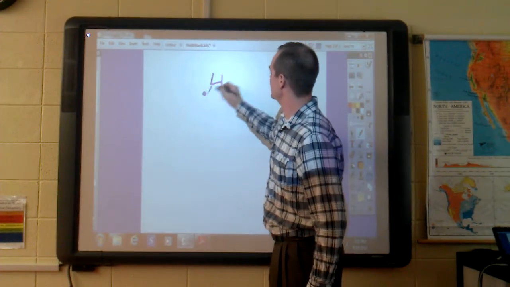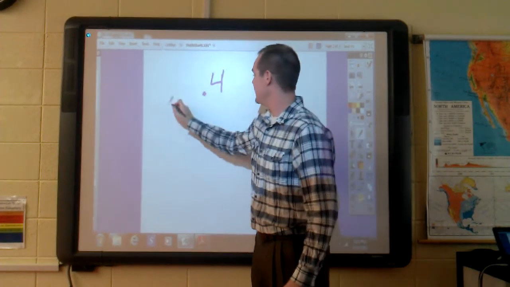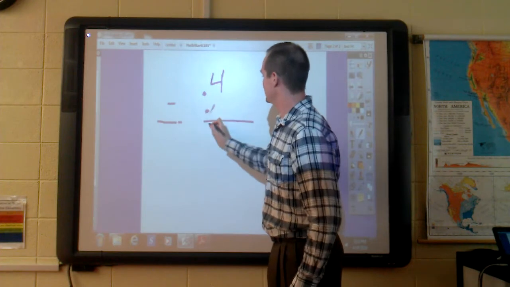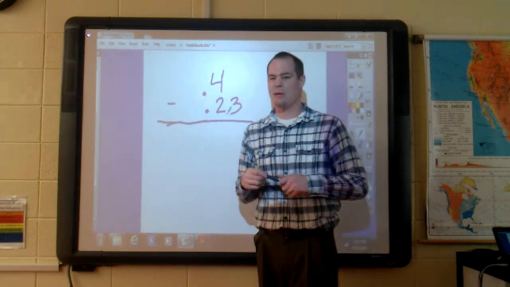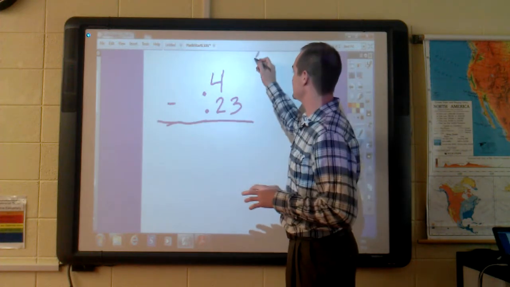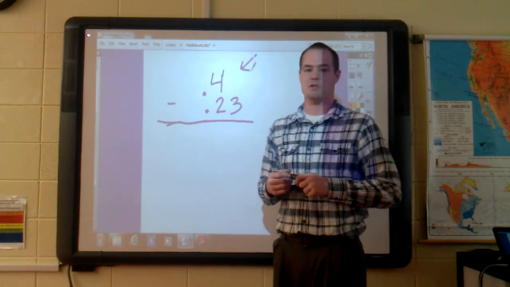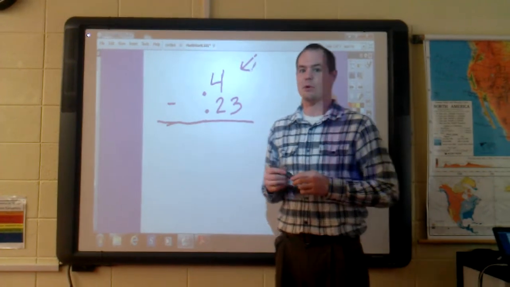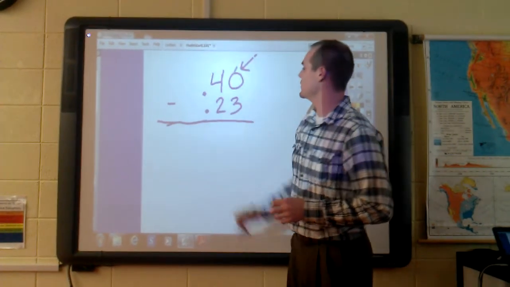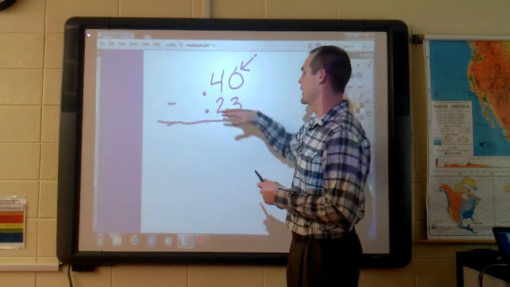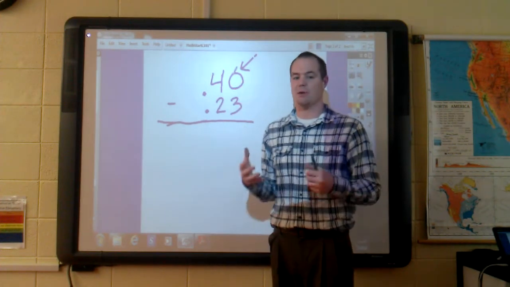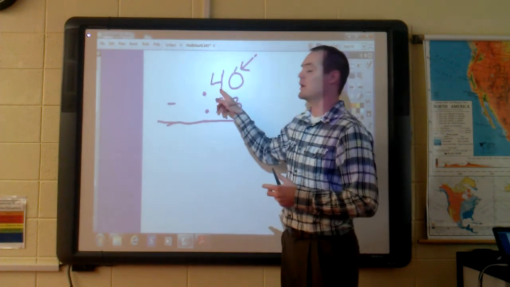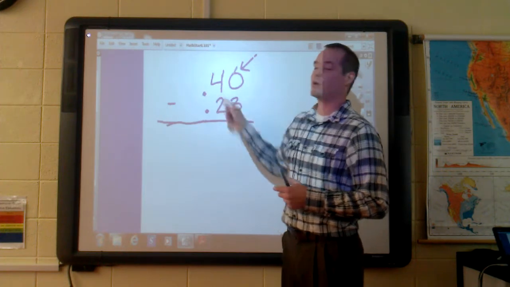4 tenths, and they're subtracting 23 hundredths from it. There's this empty space located in the hundredths place. During this lesson, we're going to learn that we can fill it in with a zero. We can place this zero here without changing the value of the number because we know that 4 tenths is equal to 40 hundredths.